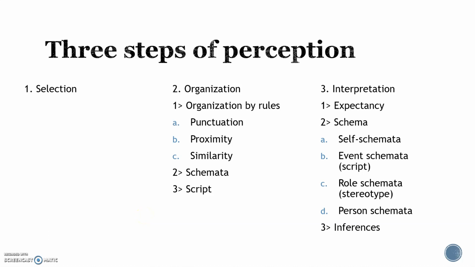Okay, so in the last video, we talked about the first way of guiding us to interpret information, that is expectancy. Sometimes we interpret certain information based on what we expect to see. And in this video, we're going to talk about the other two ways of guiding our interpretation of the information. The first one is schema or schemata.